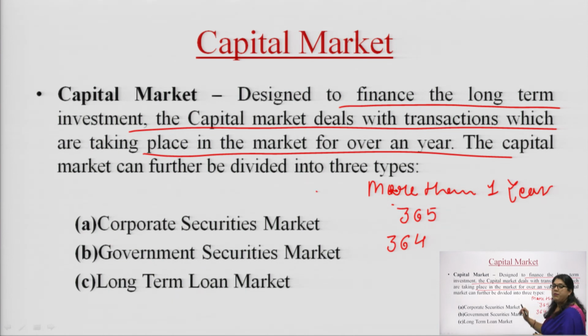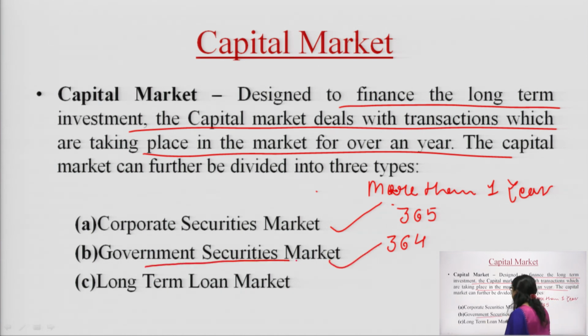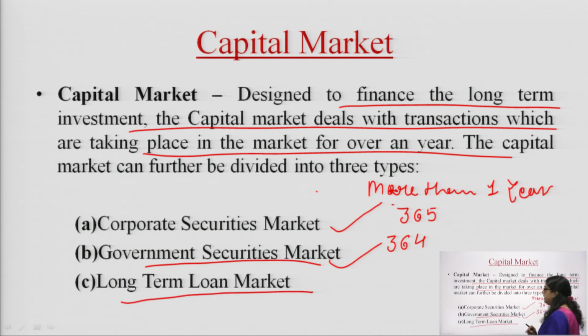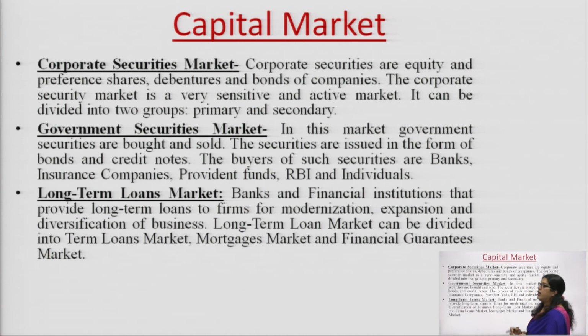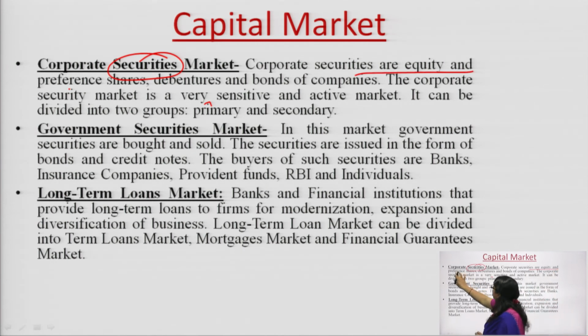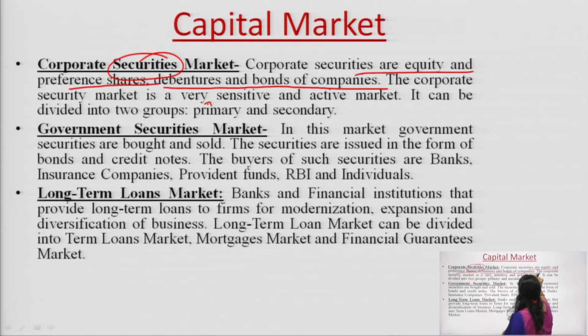This market can be further divided into the corporate securities market, second the government securities market, and the last one the long term loan market. When we talk about the corporate securities market, the term itself makes it clear that securities are being traded in this. Securities mean your stocks, bonds and shares. Corporate securities are equities and preference shares, debentures and bonds of the companies.